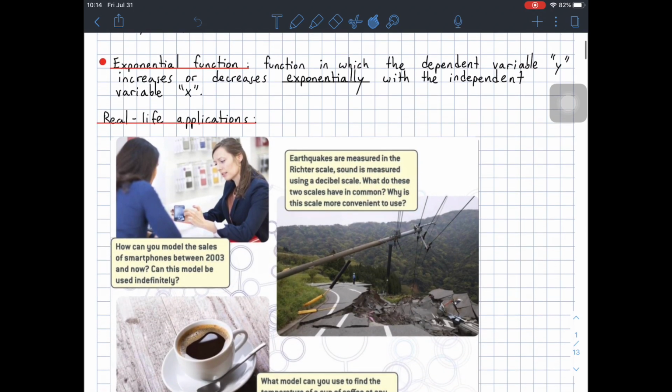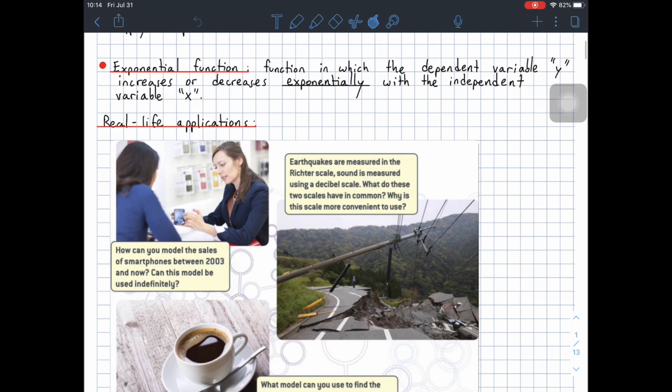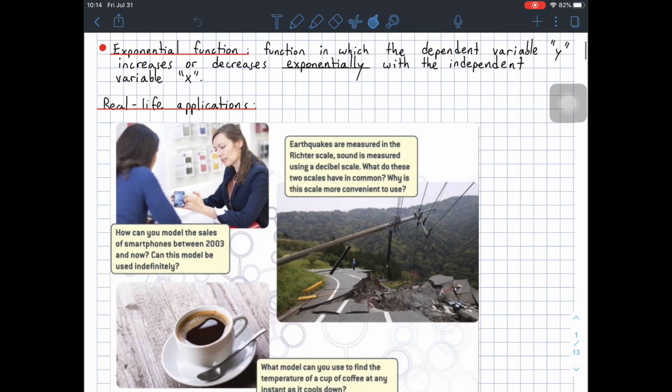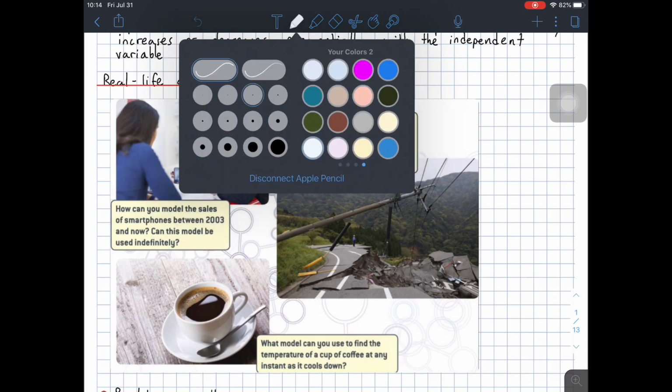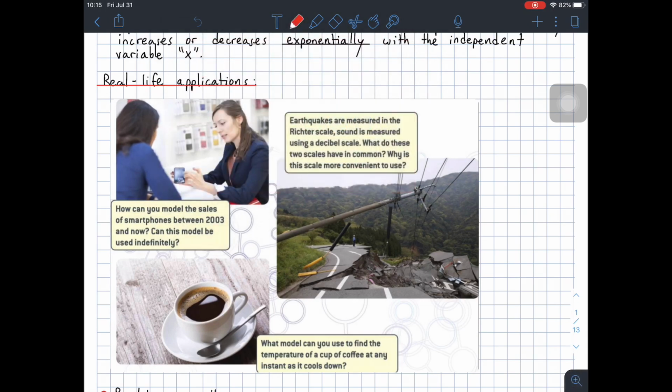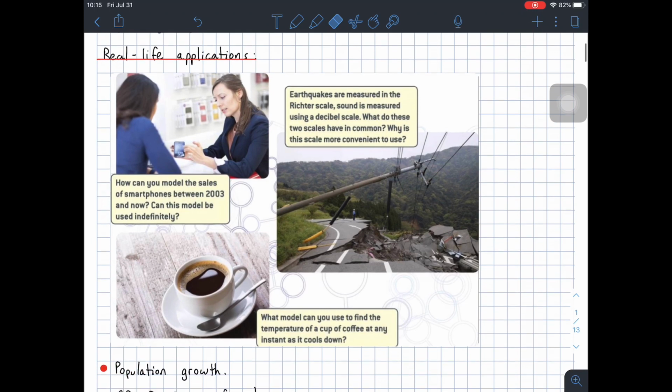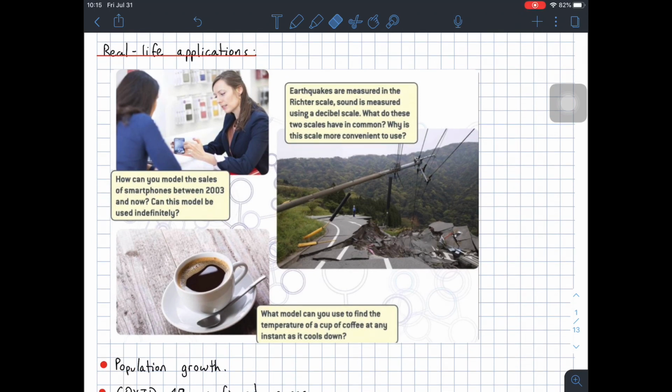Okay, so first let's define what an exponential function is about. It's a function in which the dependent variable y increases or decreases exponentially with the independent variable x. Okay, so that's the typical curve that has this shape. Let me show you. This one in which we increase exponentially is the exponential function. Okay. So, some real-life applications of exponential functions.